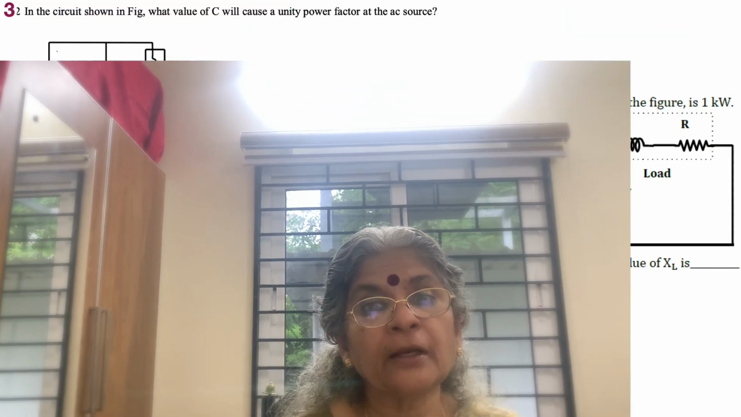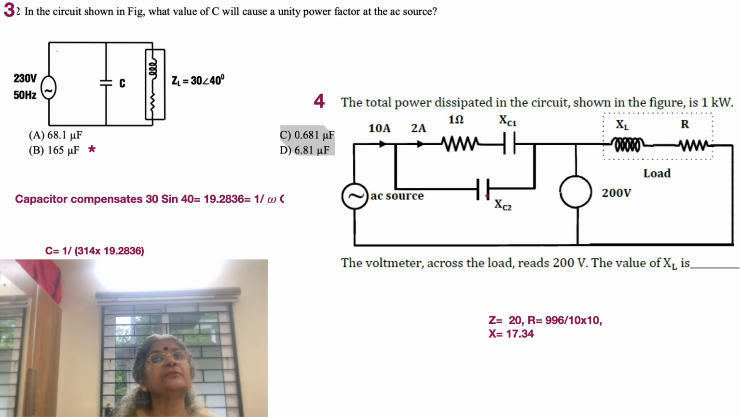Moving on to the fourth problem. Here it looks a little complex. When it looks a little complex, the solution is going to be very easy. Of course, it earns you more marks, and that's the reason why it's put in a very complex manner. So what all do we have there?